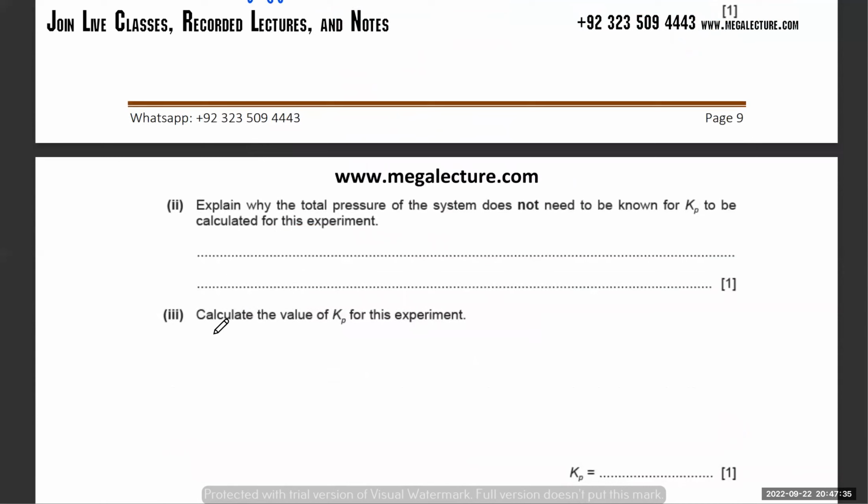And they actually gave a question on this. Explain why the total pressure of the system does not need to be known for Kp to be calculated for this experiment. The pressure value gets cancelled out in the Kp expression. That gives you one mark.